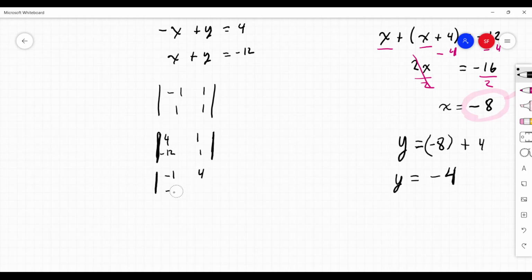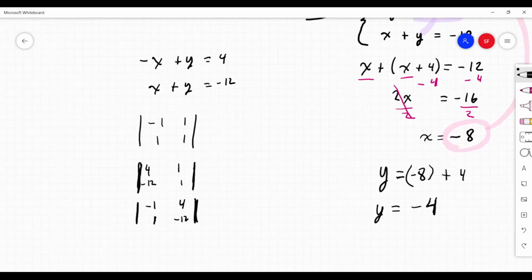Oops, you're right. I was looking at too many things at once. 1, negative 12. So you'd find the determinants, divide them, and be done with your life. This would be easy because there's a bunch of ones. It's true. Oh, so you'd multiply? Yeah, so remember to find the determinant.